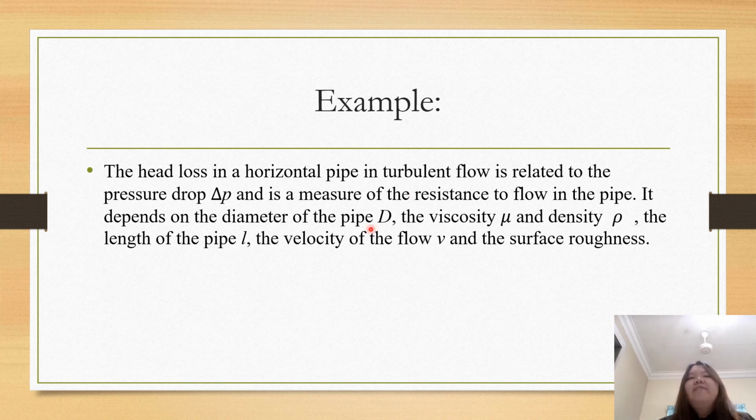So let's have a simple example for the Buckingham pi theorem. The head loss in a horizontal pipe in turbulent flow is related to the pressure drop, the change of pressure, and is a measure of the resistance to flow in the pipe. It depends on the diameter, the viscosity and density, the length of the pipe, the velocity of the flow, and the surface roughness. So next, we will do it one by one.